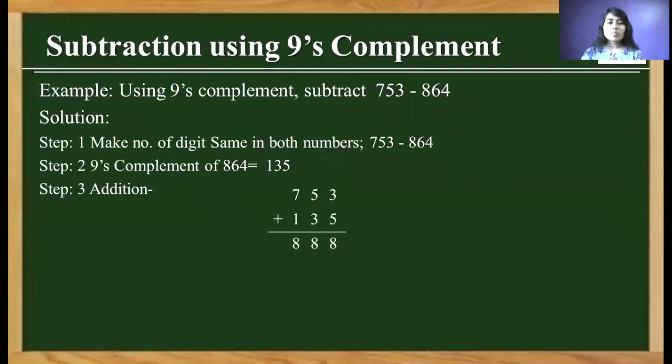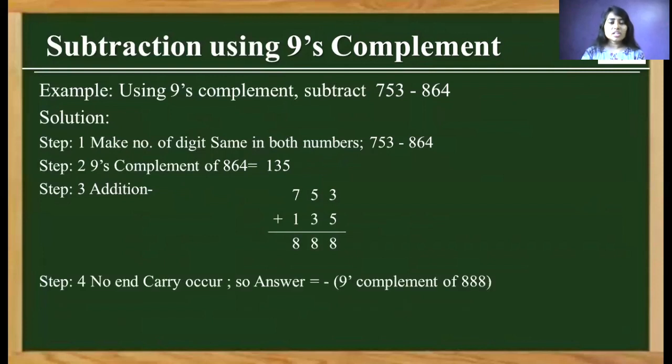Then perform addition. So here is our answer, 888. That means no end carry. So here calculate 9's complement of 888, which is 111, and as there is no end carry, place a negative sign. So this is how we can perform subtraction for the condition A less than B.